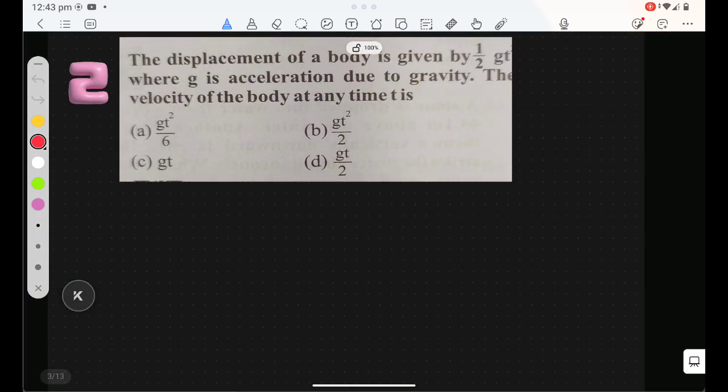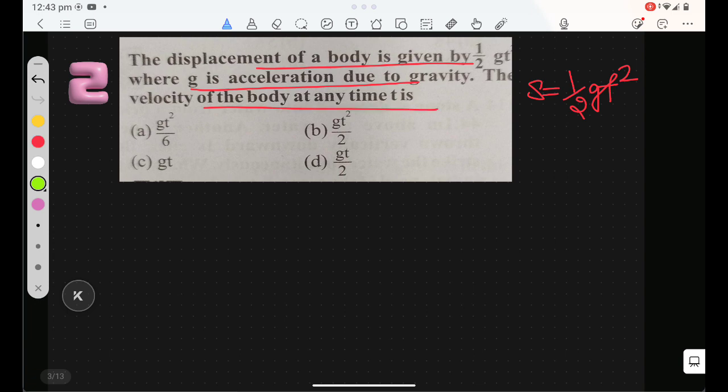Moving to the second question. The second question says that the displacement of a body is given by half gt square. Sorry, the question has been hidden. The displacement of a body is given by s equal to half gt square, where g is the acceleration due to gravity. The velocity of the body at any time t is.